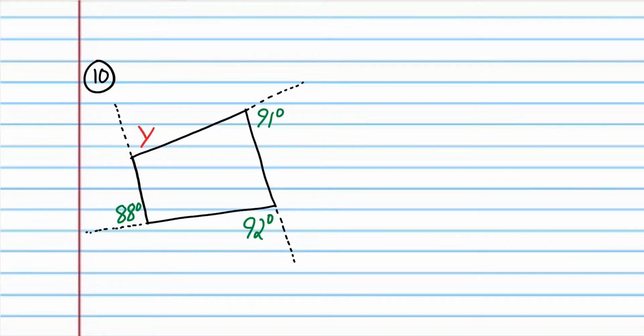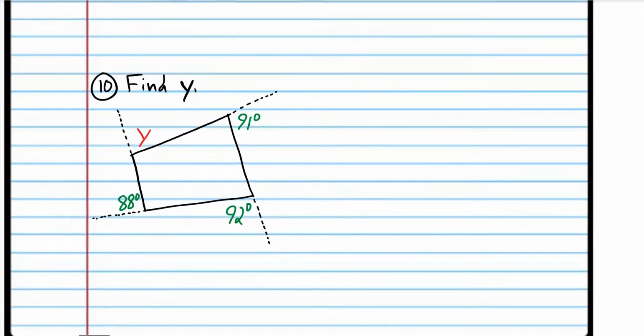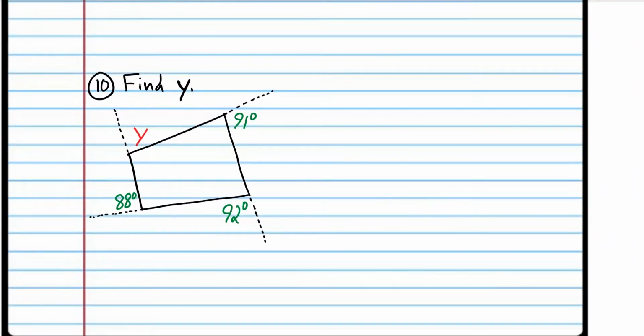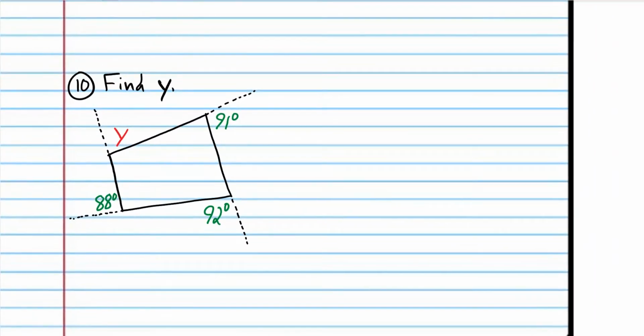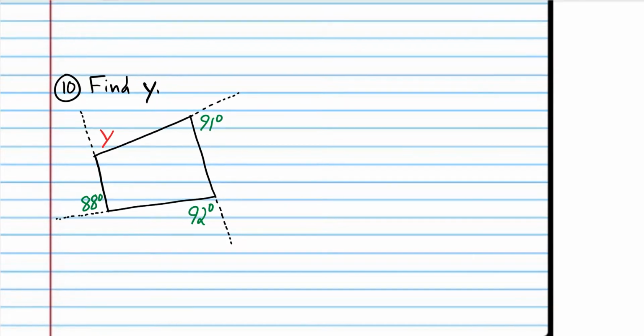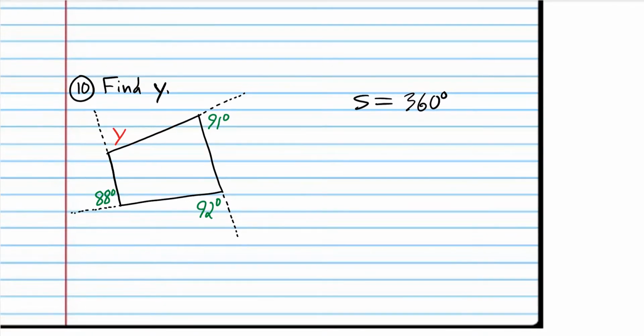All right, we're back. So these are exterior angles of the polygon, which means we're going to have to use the polygon exterior angles theorem. That tells us that the sum of the exterior angles is always equal to 360 degrees. So that was a pretty easy formula there to remember.